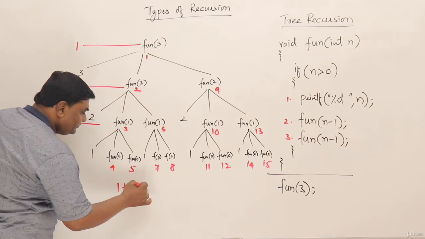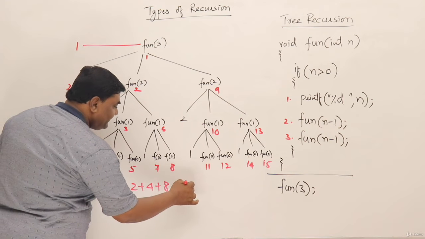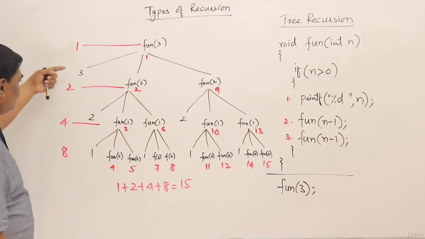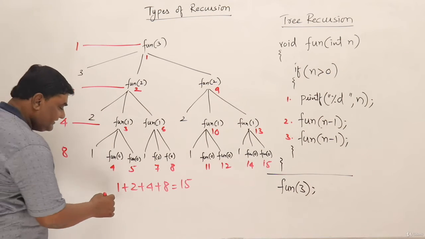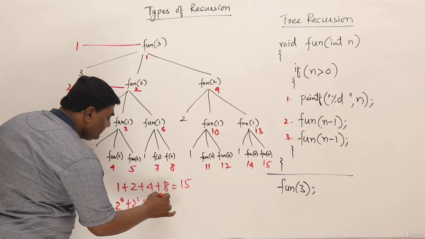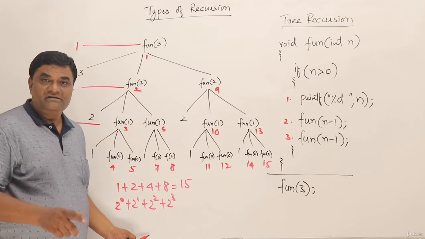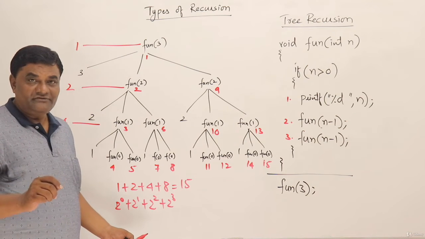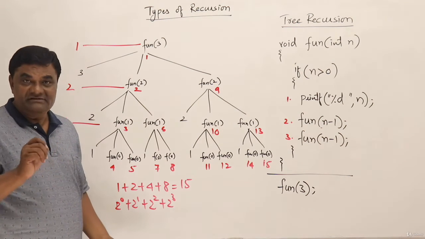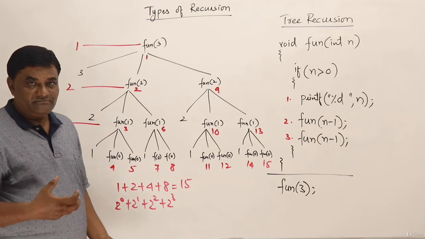1 plus 2 plus 4 plus 8. This is a total of 15. Yes, we know this. Count all of them, that is 15, or if you add all these, you get 15. So this is nothing but 2 power 0 plus 2 power 1 plus 2 power 2 plus 2 power 3. So this is nothing but the sum of the terms of a series, that is a GP series, that is, the sum of geometric progression terms.